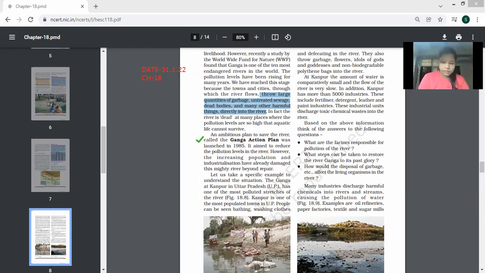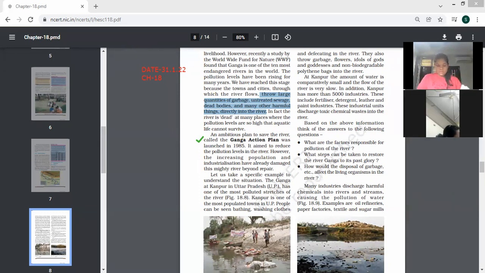Yes, Sanshika Agarwal, kindly switch on your cameras, children. Only those whose cameras are on will be reading. Yes, Sanshika.